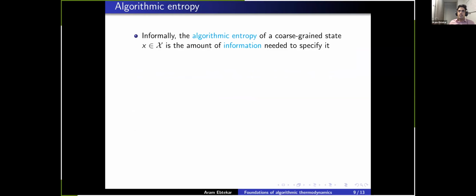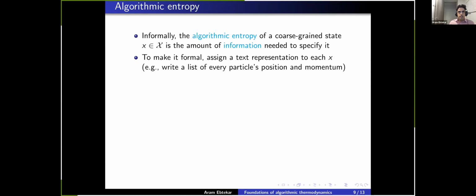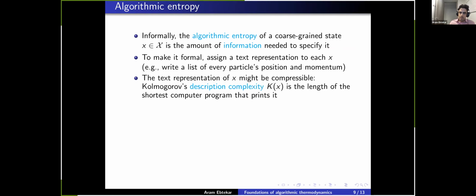We're going to define, informally, we're going to think of the entropy as being the amount of information needed to specify a coarse-grained state. So given a state, just come up with some standard text representation. So if X represents the state of some box of gas, then imagine listing out every particle's position and momentum up to the coarse-grained accuracy. That's a valid text representation that you could give to a computer. This representation might be redundant, it might be compressible.